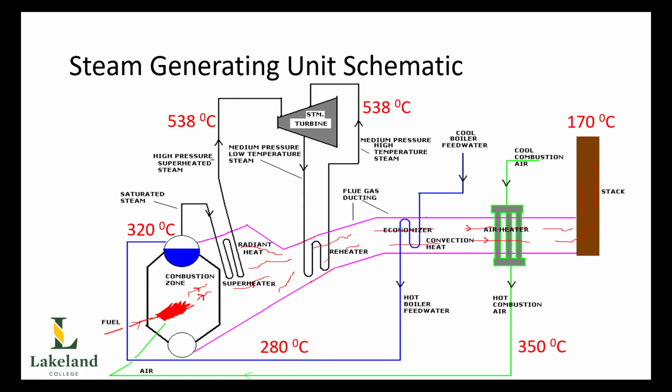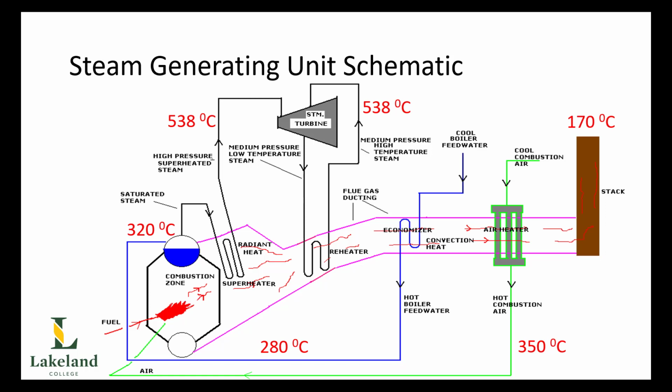So starting at the feed water end, our cool boiler feed water is entering into and passes through our economizer. In the ideal world, the economizer is going to output the temperature to within 10 to 20 degrees of saturation. However, in the example on screen here, it's showing our temperature of the water exiting the economizer at 280 degrees Celsius versus the saturation temperature in the drum at 320 degrees Celsius.